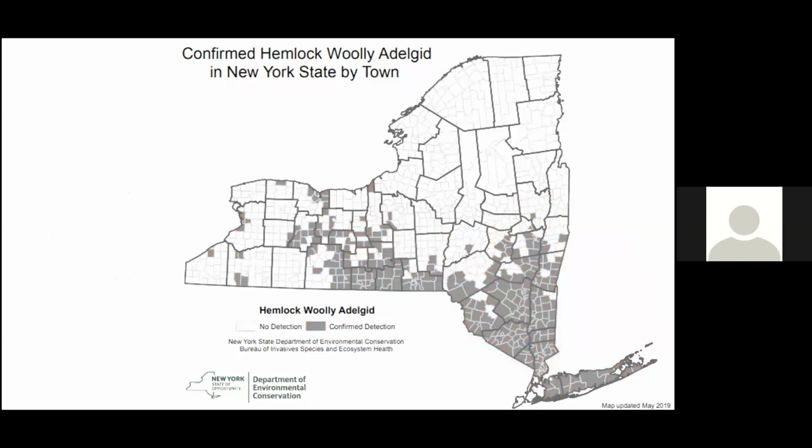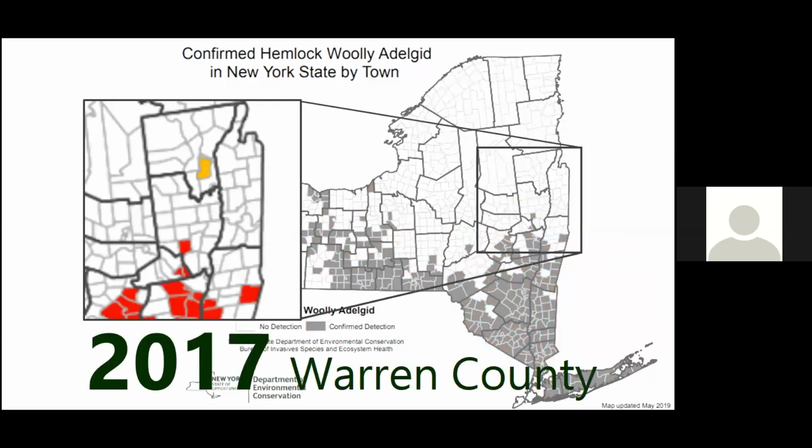one particular infestation that's no longer on this map because it was treated. In 2017, there was an infestation found in Warren County. We were really, really lucky that the person who found it just happened to be an HWA researcher himself, Dr. David Orwig, who is at the Harvard Forest in Massachusetts. He studies HWA. He found it in the Adirondacks and he immediately reported it. He found it in July, and they were able to survey it very closely and treat that area in October.